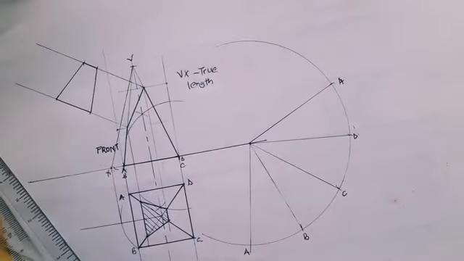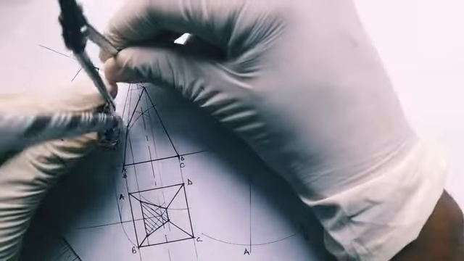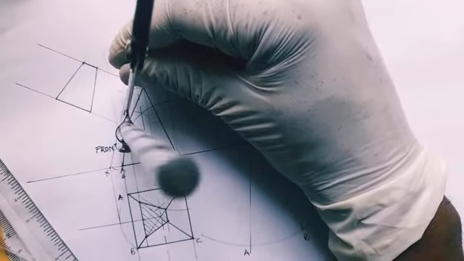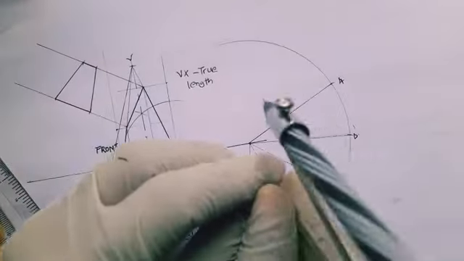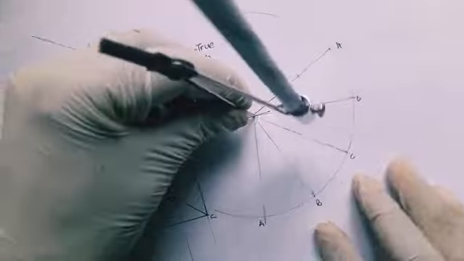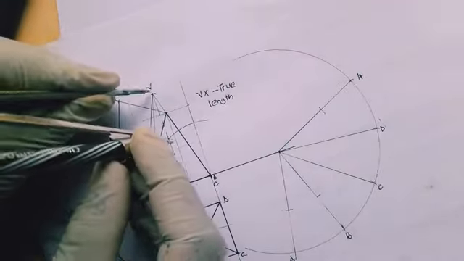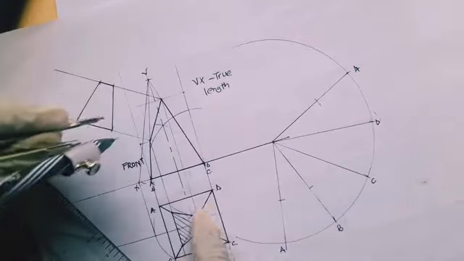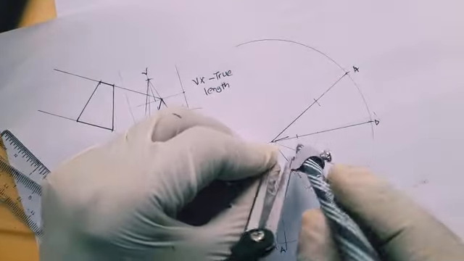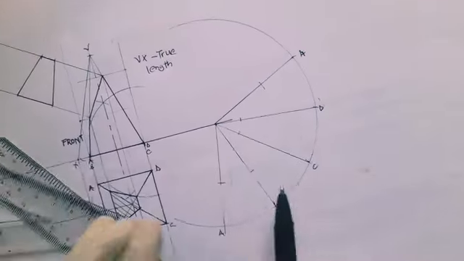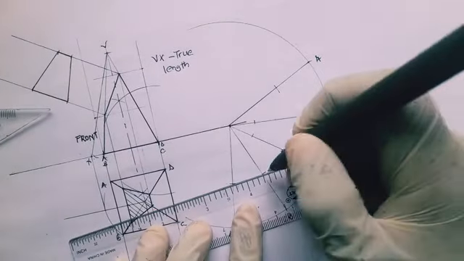Next, you pick with your pair of compass from the vertex to those points where the cutting plane meets the slant lines, and you transfer. This is on A and B. This other one is on C and D. So you pick this and transfer to C and D. Then join. So join all these points.